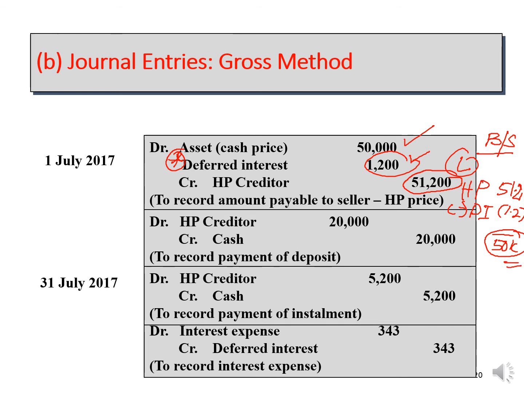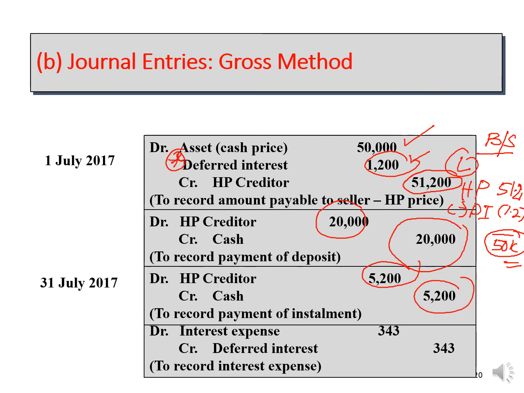For the journal entries on 1st July under the gross method, you will still have to record the payment of the deposit that the hirer has made, which is 20,000. So you debit the HP creditors and you credit the cash of 20,000. Then on 31st July, when the hirer makes the first installment to the creditors, you debit your HP creditors of 5,200 and you credit the cash.